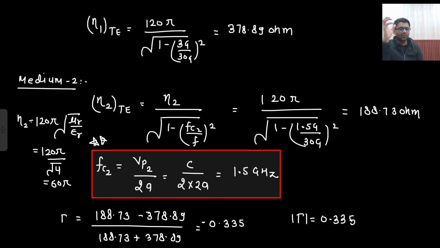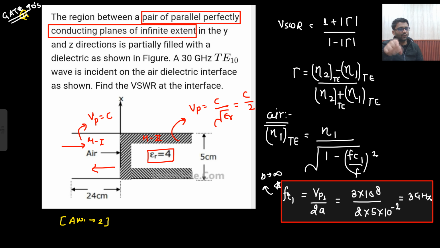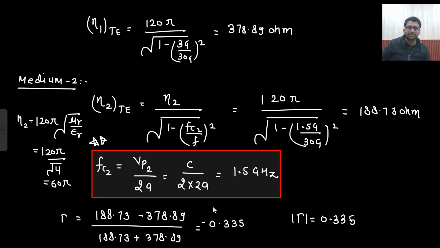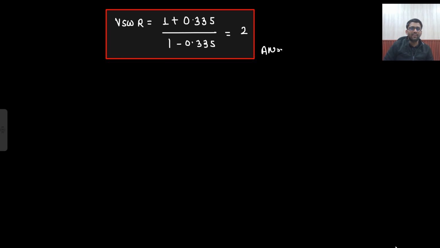But what might happen is that a lot of students will forget this step, that they will put cutoff frequency both of them as same. They will say VP by 2A, directly they will put 3 into 10 power 8 divided by 2A. So there will be the error. What will be the error? Here your VP1 will be 3 into 10 power 8, but here your phase velocity will be half of this phase velocity. So my cutoff frequency is also half. Then this is the eta 2 value I am getting, then gamma value I can calculate, and then from there VSWR I can calculate.